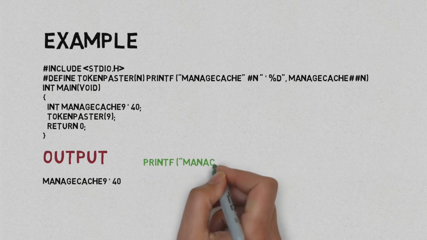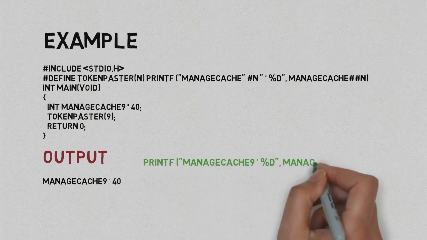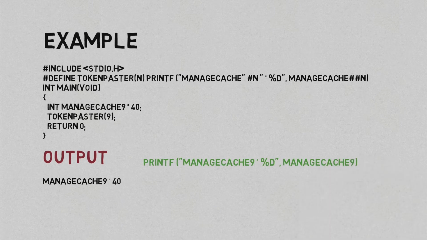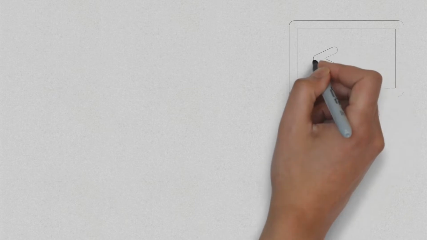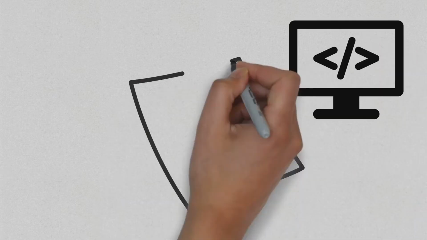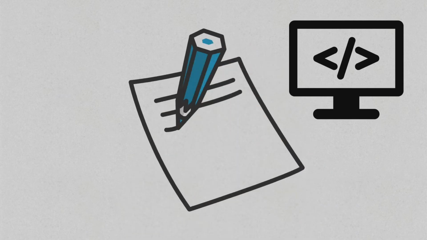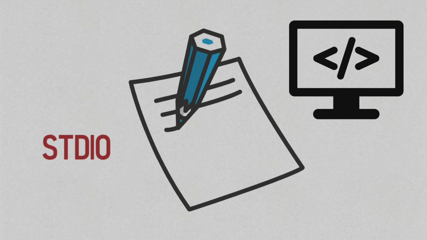Now this code is similar to printf manage cache 9 %d manage cache 9, but the difference between both the codes is that the first one, which has macros, is pre-processed. The code is not compiled or executed directly, whereas in the second one, the code is compiled with printf.